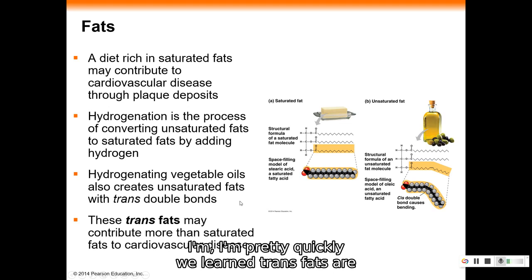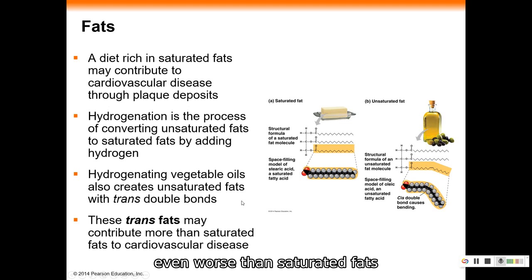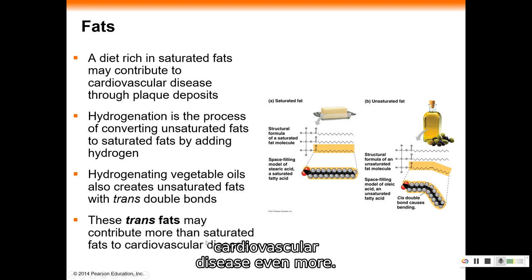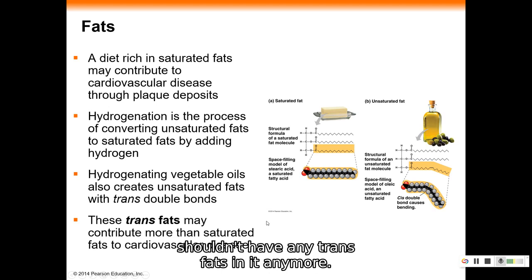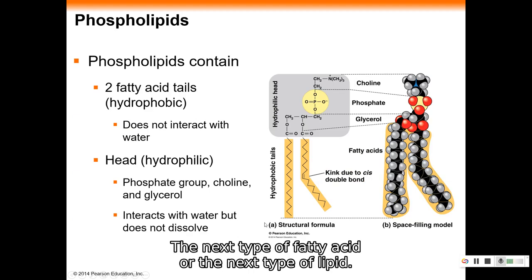And pretty quickly we learned trans fats are even worse than saturated fats when it comes to heart disease. So trans fats contribute to cardiovascular disease even more. So things like Crisco and margarine were very popular throughout the 80s. Now we know that these fats shouldn't be used, and if you buy baked goods or processed foods, they shouldn't have any trans fats in them anymore.